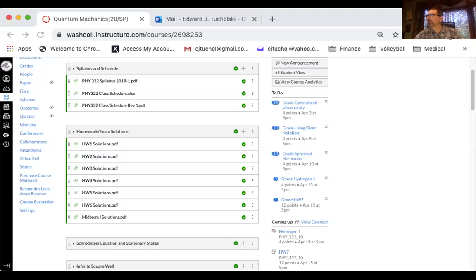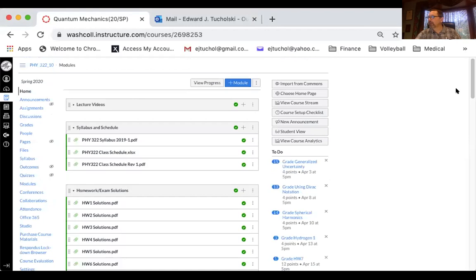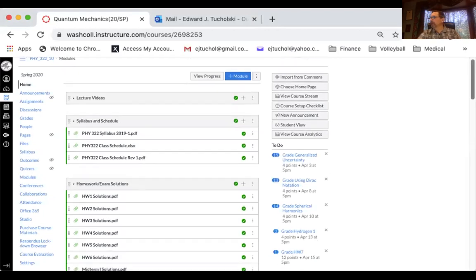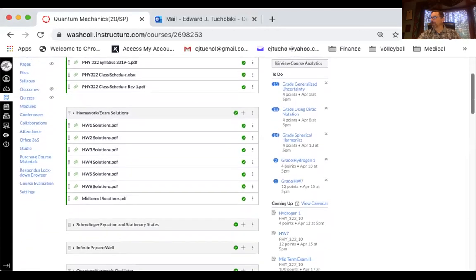The first thing I want to share with you is my Google Chrome, so that you can see the web page for Canvas. I just want to make sure we agree on what we're doing this week.